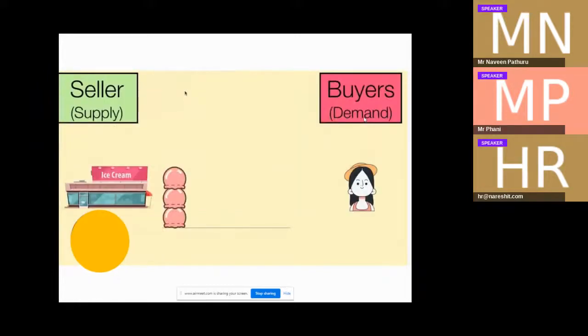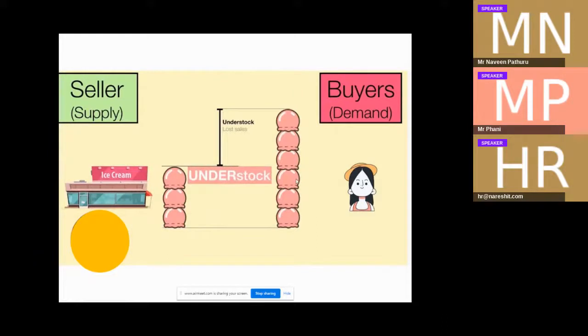But let's take a little deeper look, guys. Back to the ice cream store or shop. On a fine day, imagine we had a few items in stock. Let's say for the sake of simplicity, we had 3 ice creams. And what's happening? There were actually 6 customers. So what is this? This is called understock.